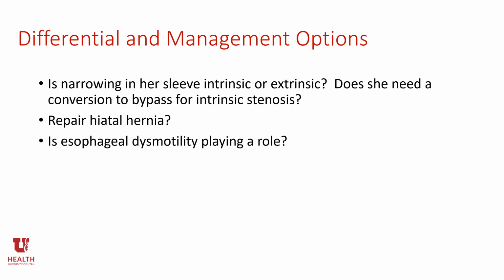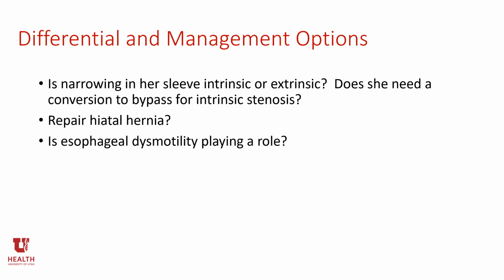So the differential there, thinking about what to do for this patient, it's now about 8 months out. Her symptoms are pretty persistent and she's pretty miserable. She's trialed PPIs and Carafate. It doesn't seem to be helping. A couple more weeks pass and she's wondering, well, what can we do?